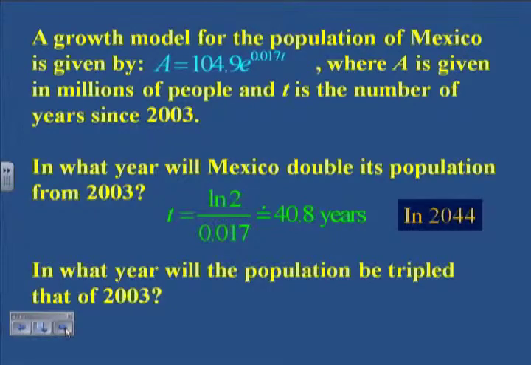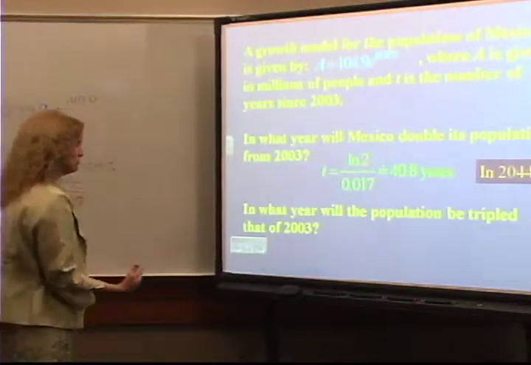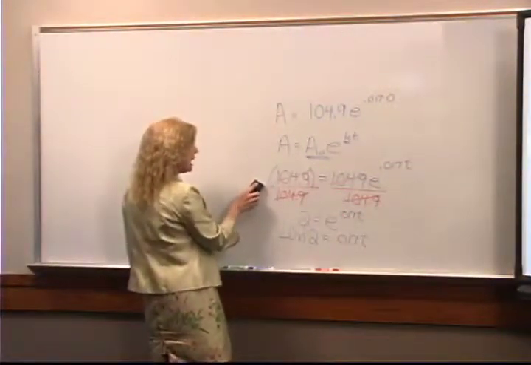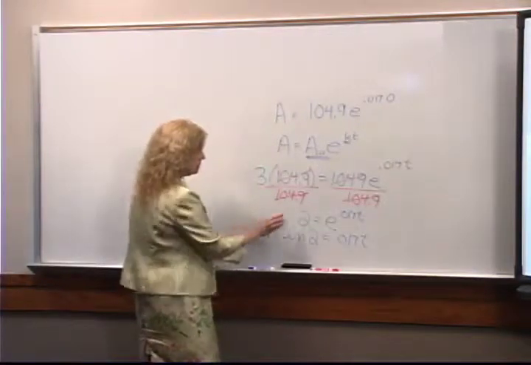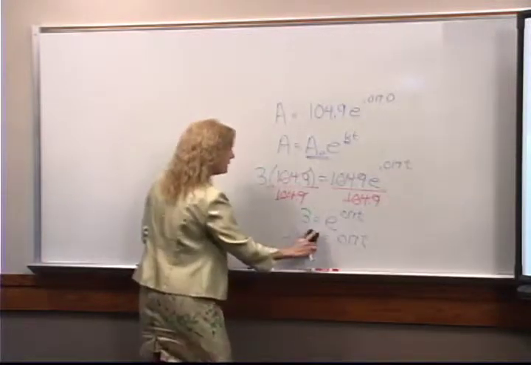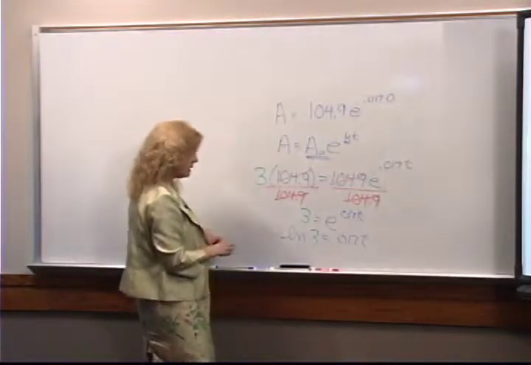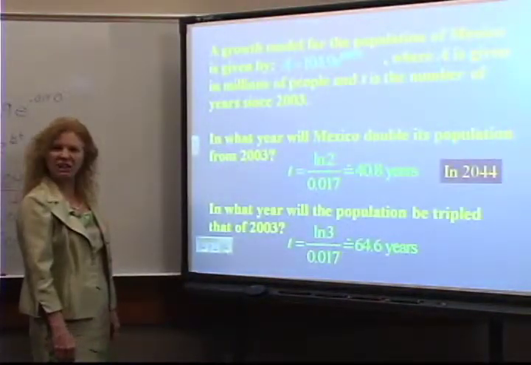Well, in a similar kind of problem, in what year will the population be tripled? Now let me ask you this. It took 40 years to double it. Do you think it's going to take another 40 on top of that? Probably not. Well, hey, I don't have to do much different. Do you realize all that happens is this 2 becomes a 3. It's the exact same problem, only instead of doubling, I'm tripling. And so I end up with 3's in there. And as I run that, I get about 65 years.